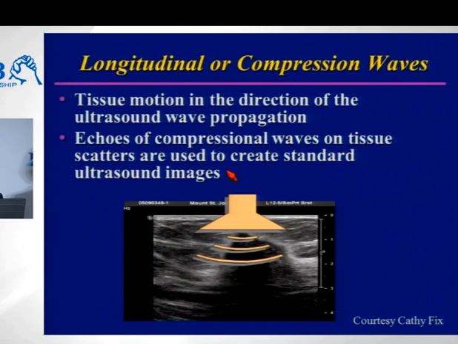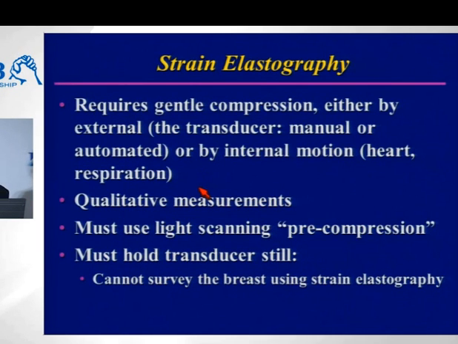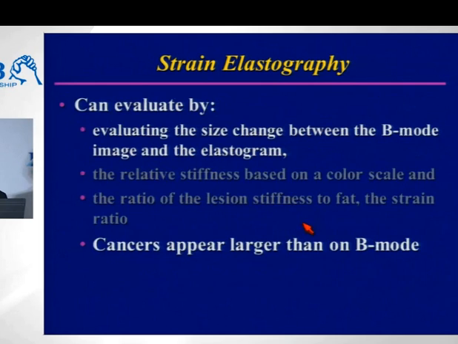In strain elastography, the tissue motion is in the direction of the ultrasound wave, and the echoes are scattered and used to create standard ultrasound images. It requires gentle compression, either externally, just vibrating the probe slightly with your hand, or sometimes just cardiac and respiratory motion. But you cannot scan with the elastography on when you're using strain elastography. And we read the elastogram by evaluating the size of the lesion, comparing it with the B mode. We can also use a color scale, and we can use the stiffness compared to fat.